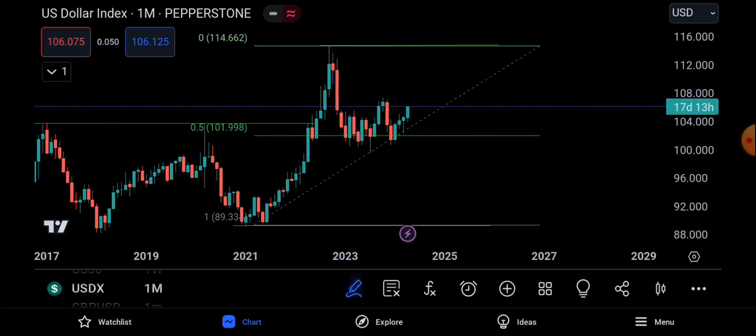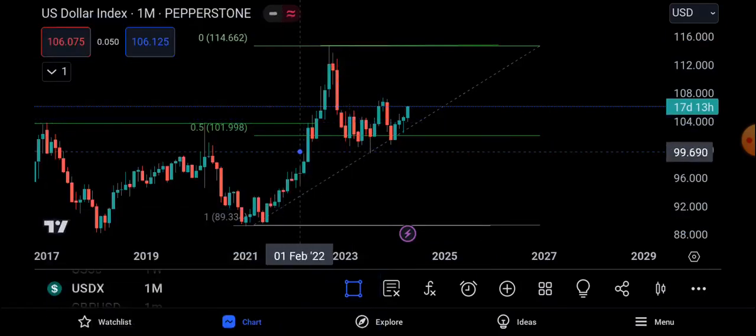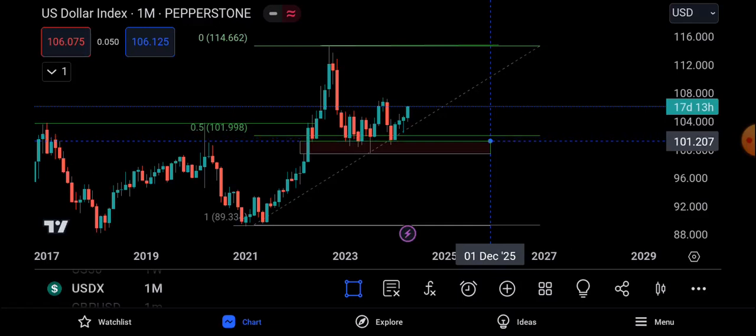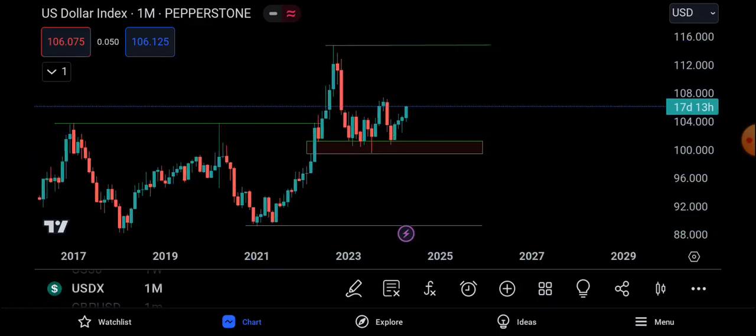What are we reacting off of? We are reacting off of this fair value gap right here. As you can see, all candle bodies are closing above the fair value gap. So let me get rid of the PD array.